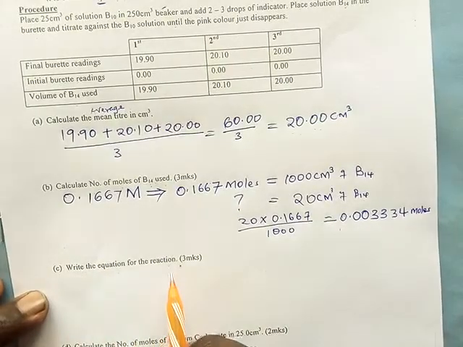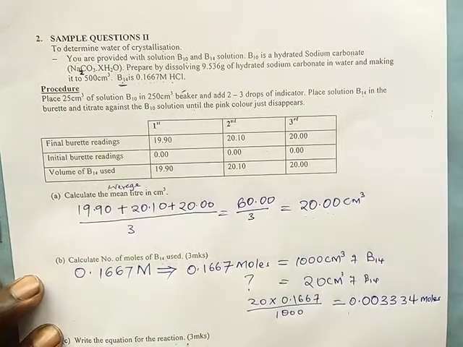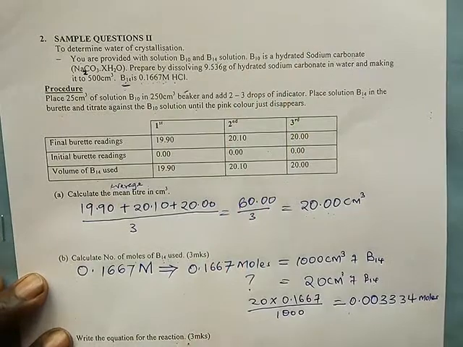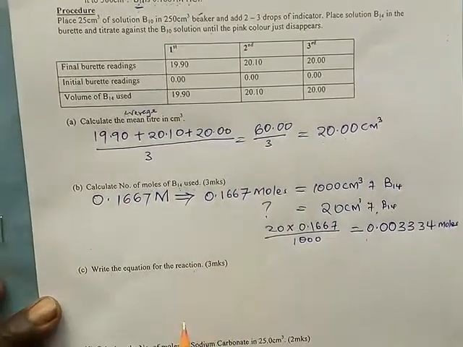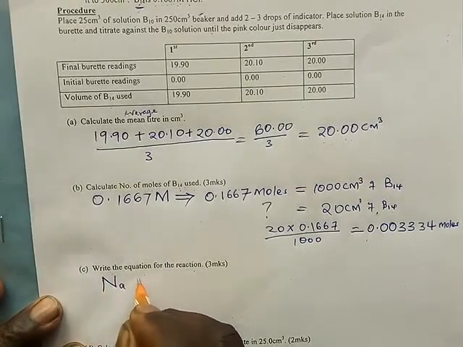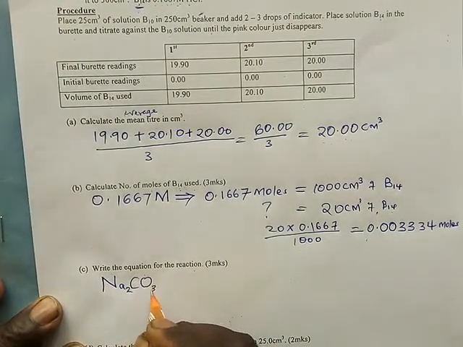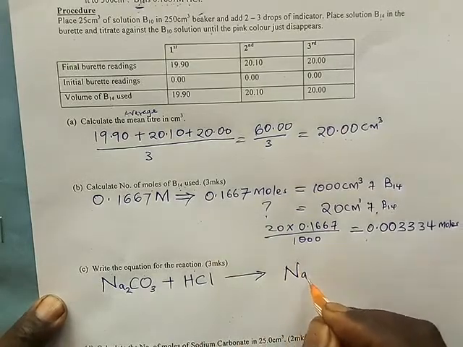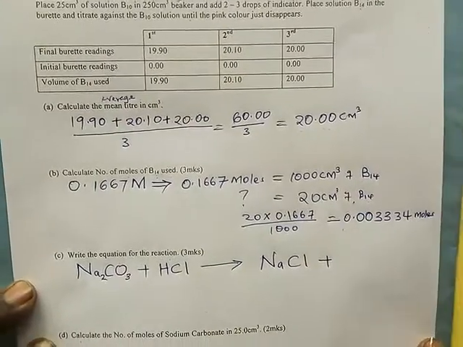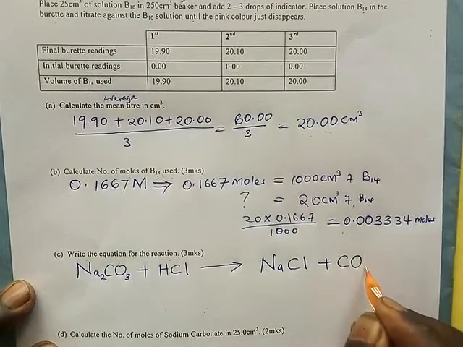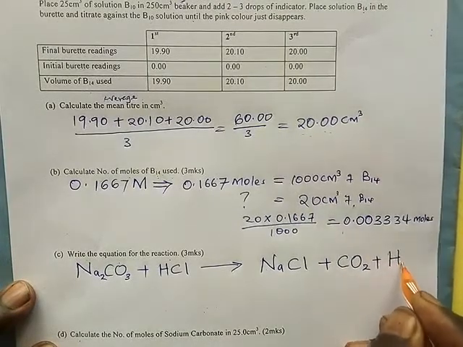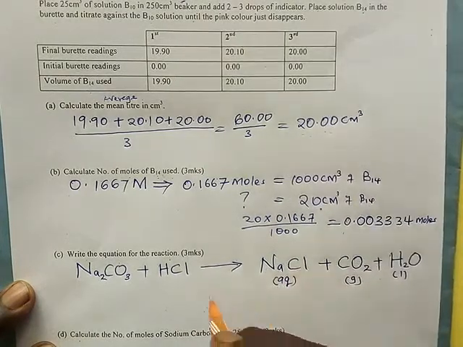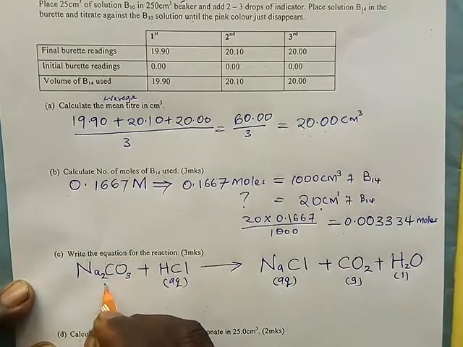Write the equation for the reaction. Before you write the equation, you should know what is reacting. P14 is hydrochloric acid and P10 is sodium carbonate. So that is a reaction between a carbonate and an acid. Therefore, you should know the products. So let us write the equation. That is sodium carbonate plus HCl, which will give us sodium chloride plus CO2 plus water. Water is a liquid. This one is a gas, and this one is aqueous. Because it is a solution, therefore it is aqueous.